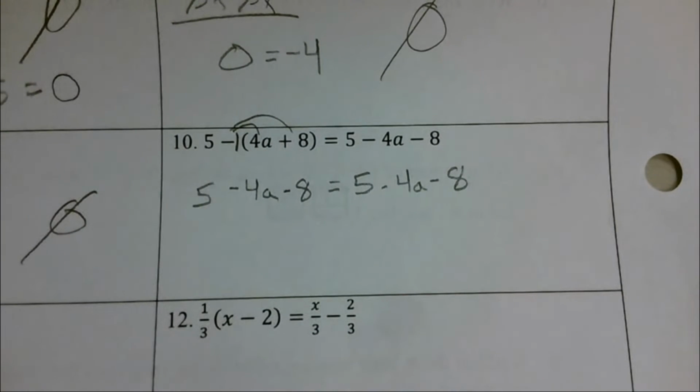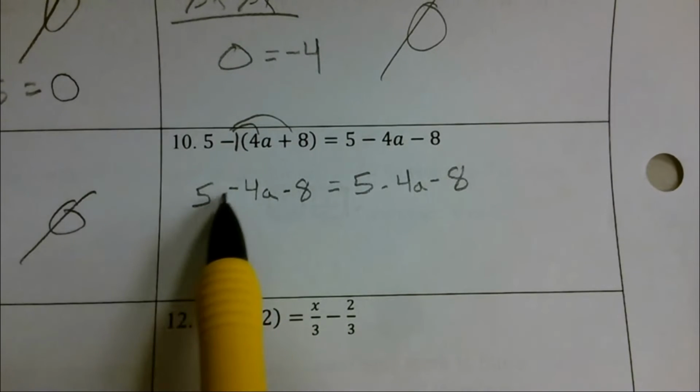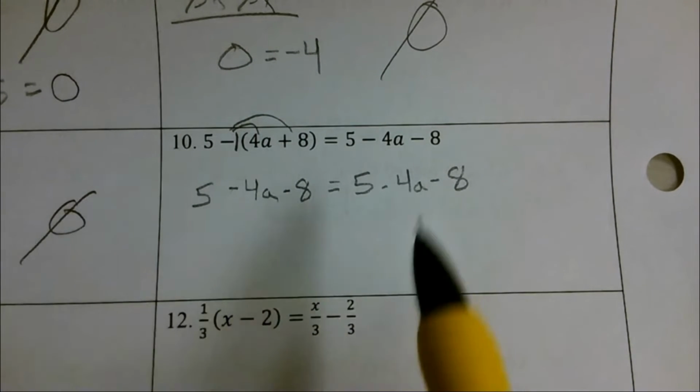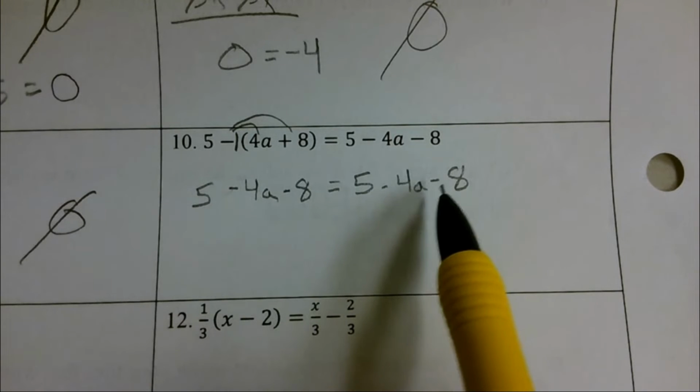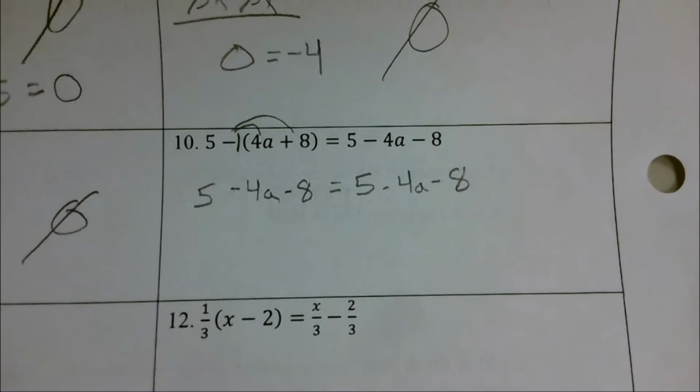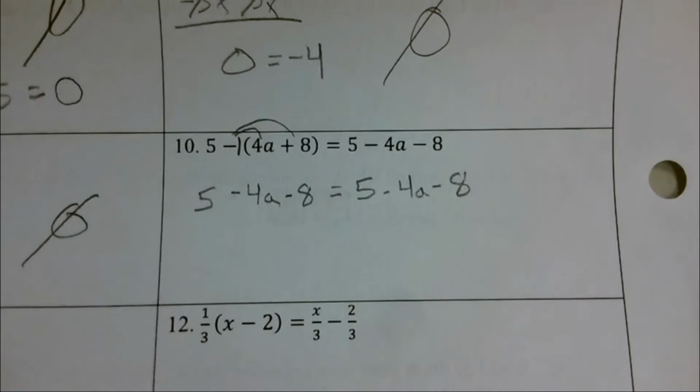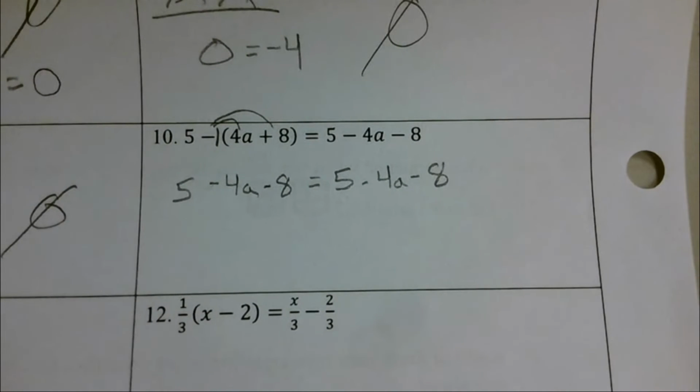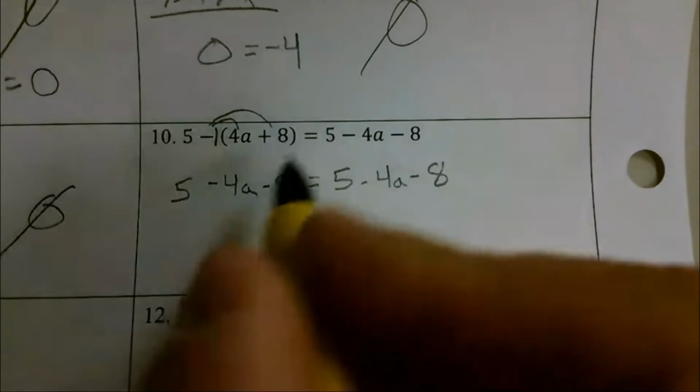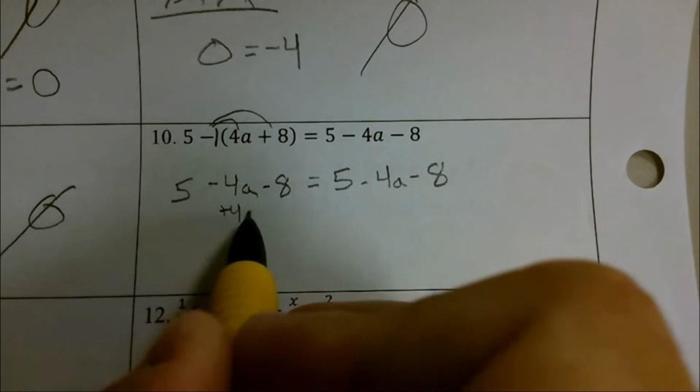Now, you should see something interesting here as well. 5 minus 4a minus 8 on both sides. If they are the same on both sides, you'll always have infinitely many solutions. So let's just show how that works.